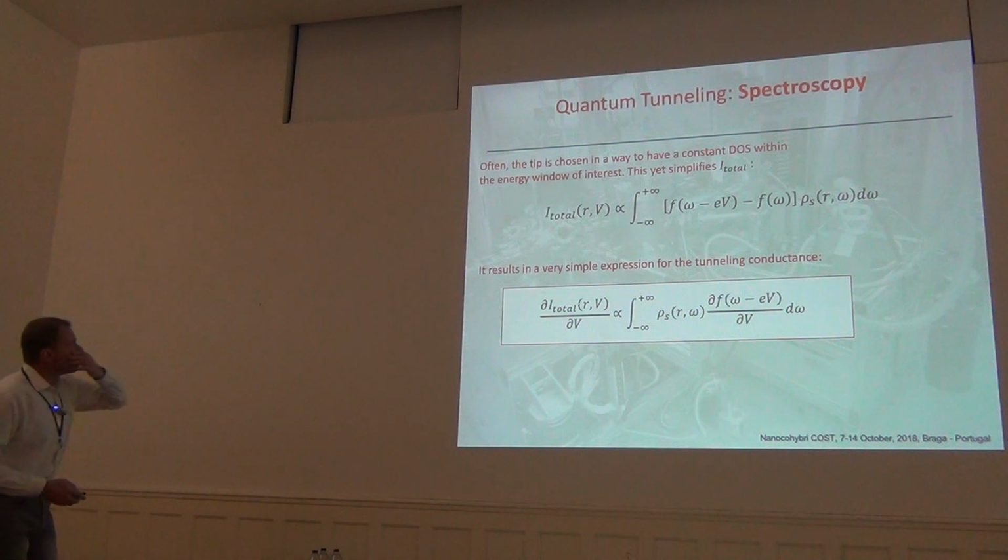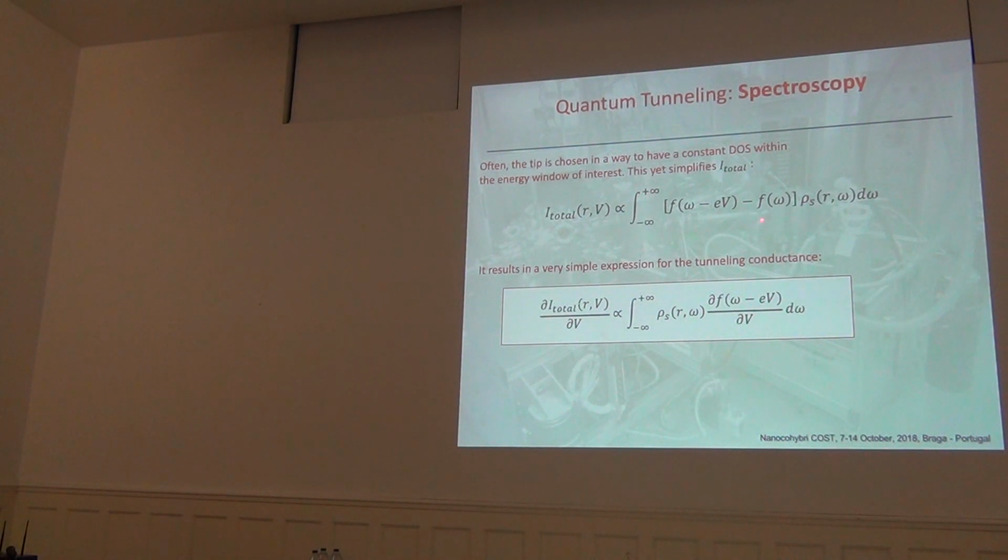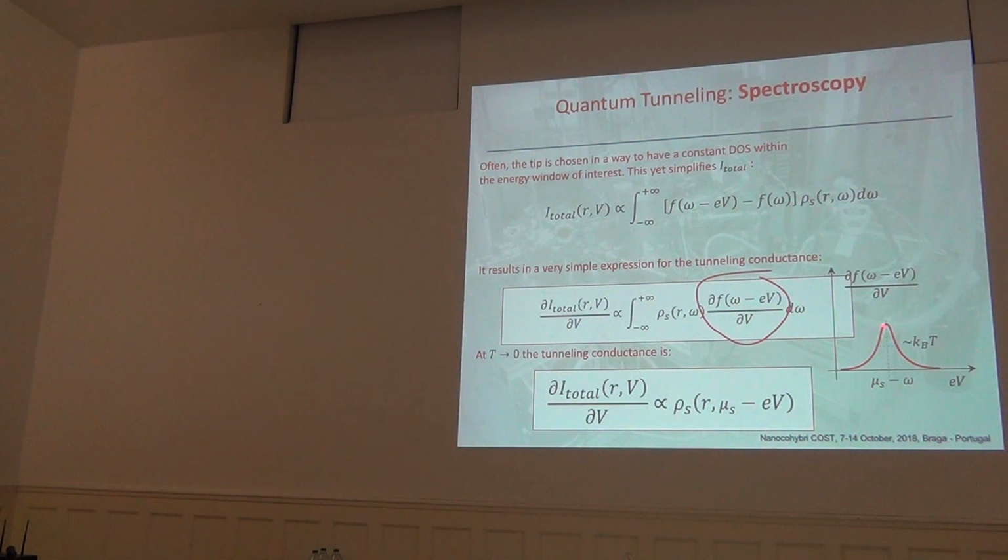Okay, so if the density of states of the tip is considered as a constant, we can get it out of the integral and get this very simple formula in which the derivative of the current with respect to the voltage is just proportional to the density of states of the sample times the derivative of the Fermi-Dirac function with respect to energy. And this derivative is just a bell-like function. And the width of this is of the order of 3 times kBT.